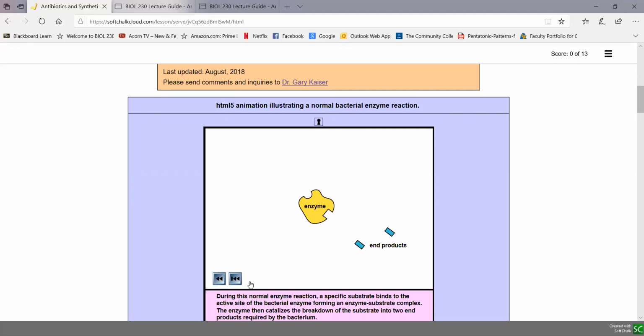And in this case, it would carry out its topoisomerase activities. Now keep in mind the transpeptidase that we just talked about is another example. That's an enzyme, and when the drug binds to it, it alters the active site. So again, that's working the same way.